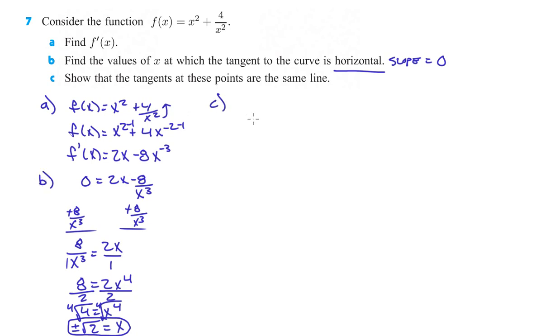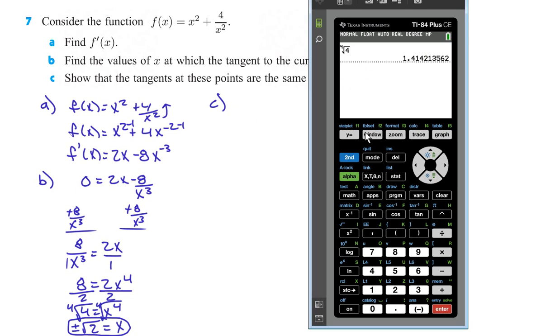And then for part C, show that the tangents at these points are the same line. Well, probably the easiest way to do that is to plug it into our graph. Let's take a look. Okay, there's our function. Let's do zoom standard because we changed our window a little bit earlier. Let's see if it fits. Yeah, there we go.